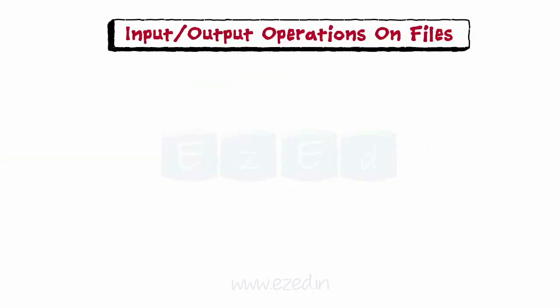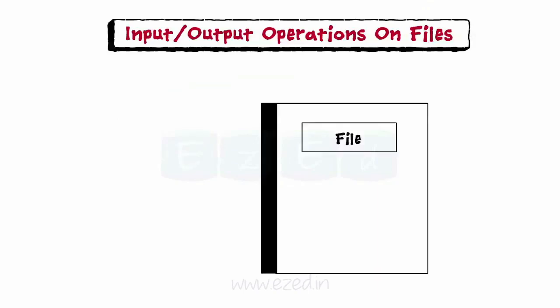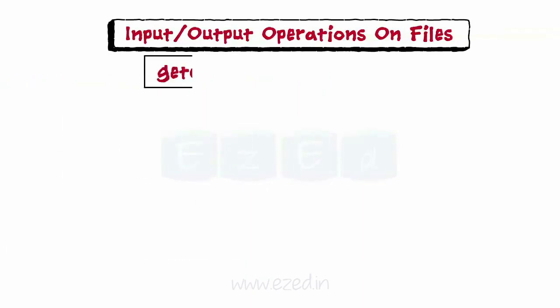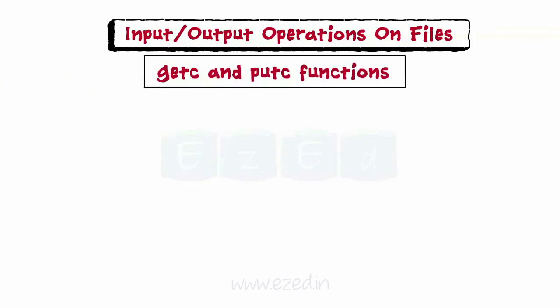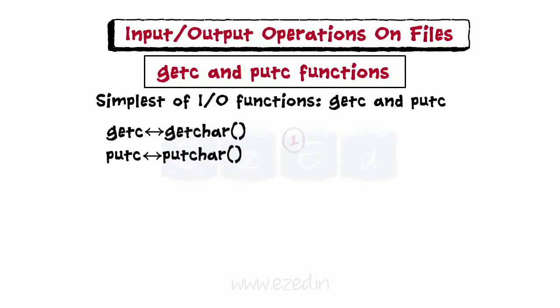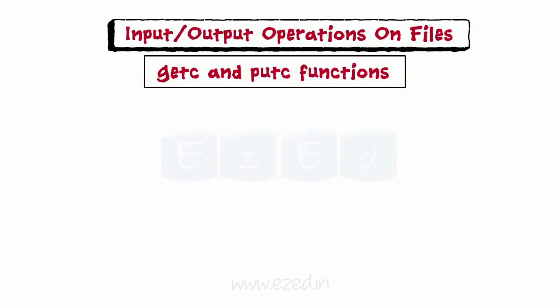Moving on to input-output operations on files. Once a file is open, reading from or writing to it is done using the standard I/O routines. Now let's learn getc and putc functions. The simplest of file I/O functions are getc and putc. They are analogs to getchar and putchar functions and handle one character at a time.